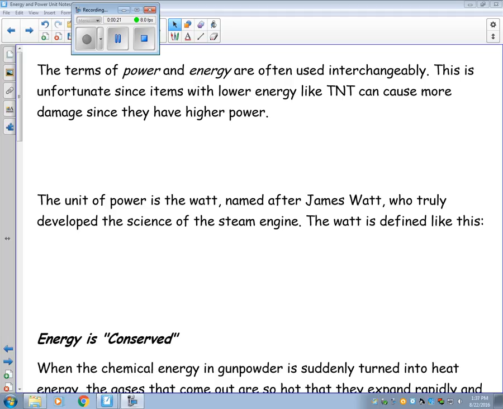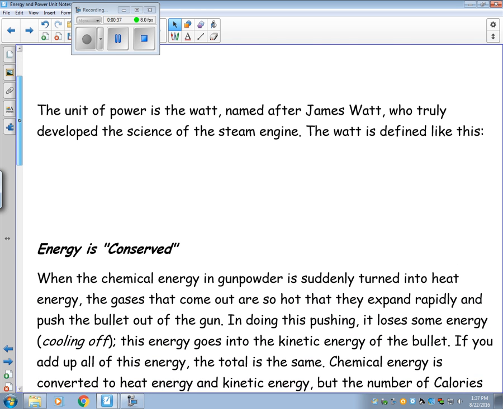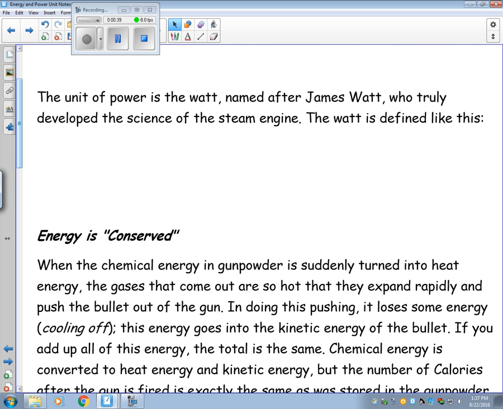This is unfortunate, since items like TNT have low energy, but they can cause more damage since they have a higher power. Or items like cookies, which have more energy, but cause less damage since they have lower power. So I wanted to talk a little bit about these two topics a little closer.